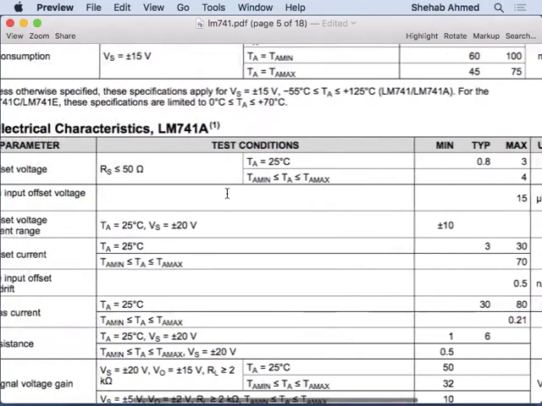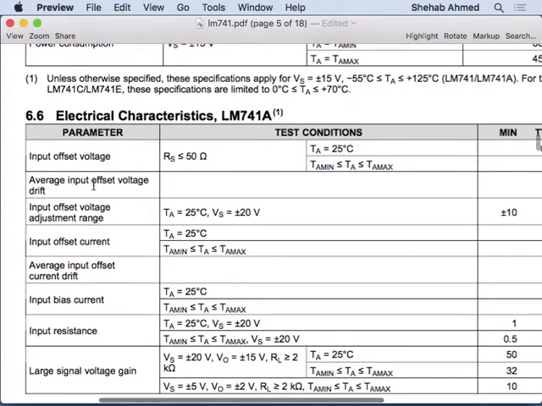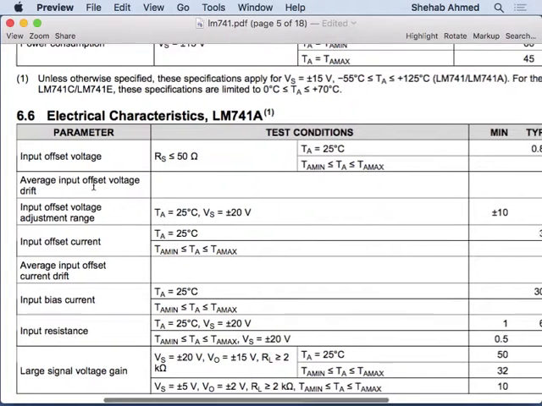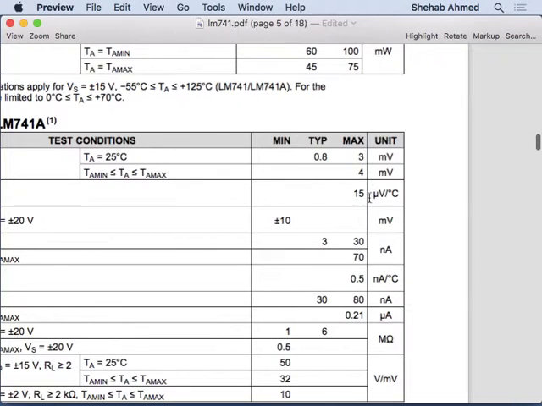here this is microvolt per degree C. So the average input offset voltage drift. So the value of offset voltage will drift with temperature. It's not a constant value. And here they're telling you that the drift is about 15 microvolts per degree Celsius. So anytime you change the temperature by 1 degree, expect a 15 microvolt change in the plus or minus direction. Okay, this is very random, right?